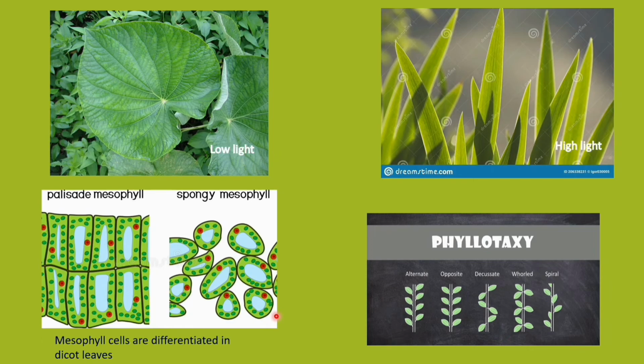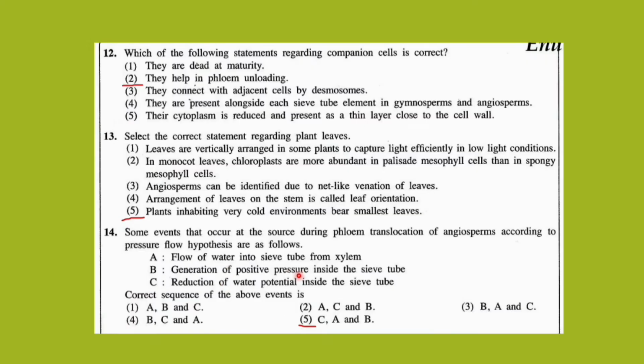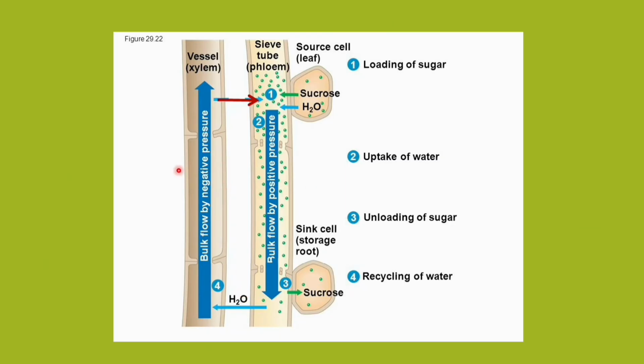That is true, because in very cold environments or very hot environments, the plants will have small leaves to minimize water loss. The 14th question, so they have given events that occur during phloem translocation in angiosperms according to the pressure flow hypothesis, and we have to arrange them in order. So this is phloem translocation according to the pressure flow hypothesis. Firstly, we know this translocation occurs from a source to a sink. Source produces sugar and sink will store or use sugar. So firstly, this sugar, that means sucrose, will be loaded from the source to the sieve tube element.